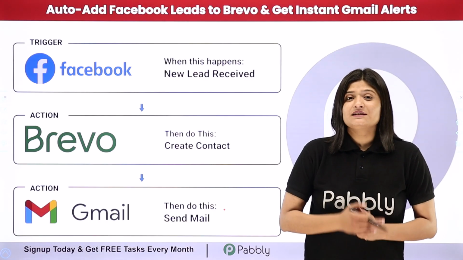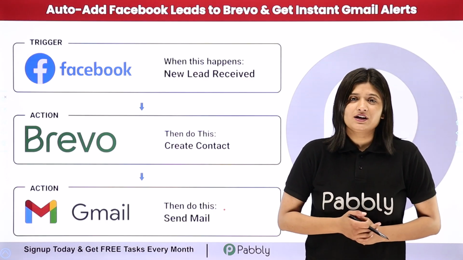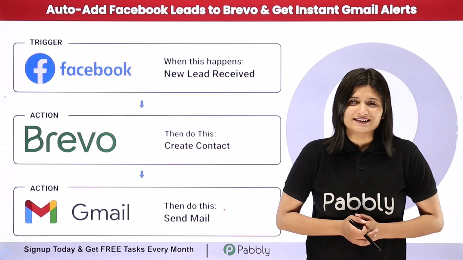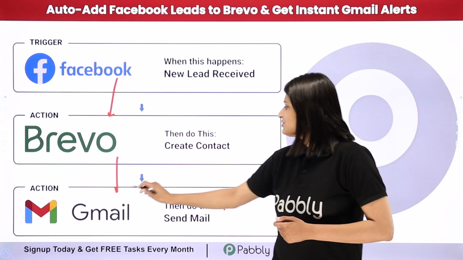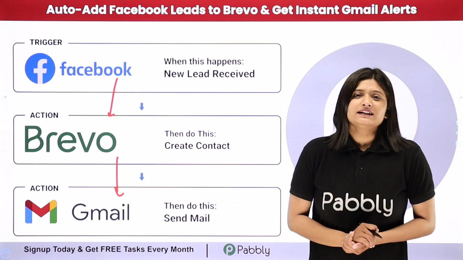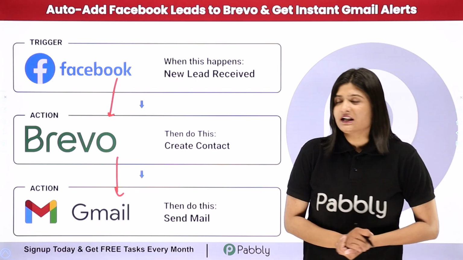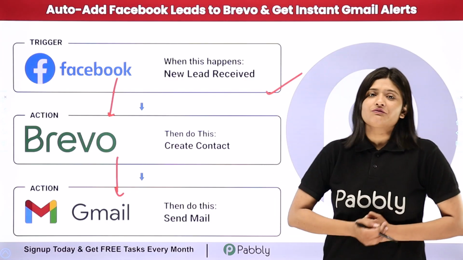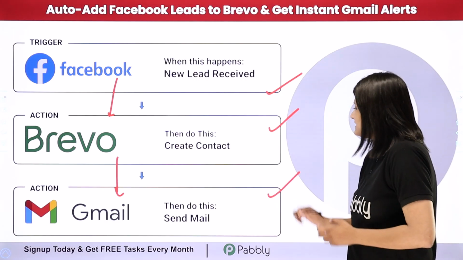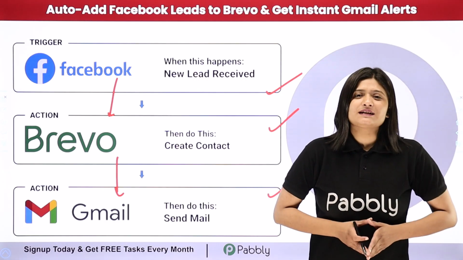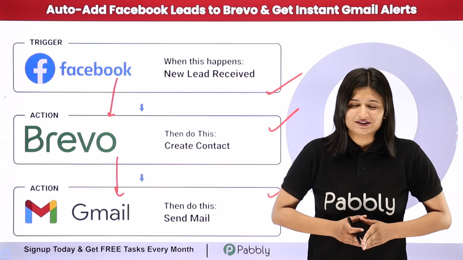So Pabbly Connect is an amazing automation and integration software which requires no coding or programming skills. Here I just need to build a connection between Facebook lead ads, Brevo and Gmail. With the help of Pabbly Connect, I'm going to build this connection in such a manner that whenever I'm going to receive a new lead from Facebook lead ads, I'm going to create a contact in my Brevo and then send this lead a mail. Now if you want to learn the step-by-step process, then let me take you all to my screen.